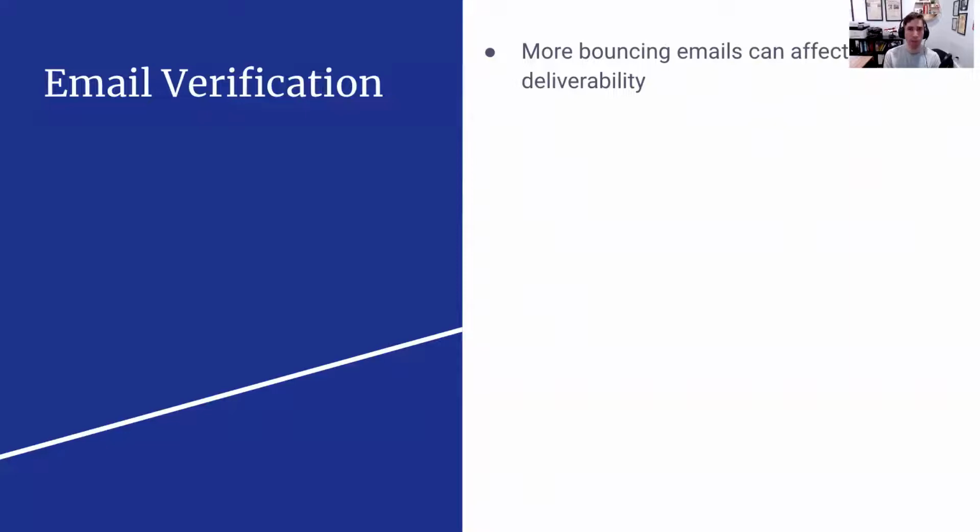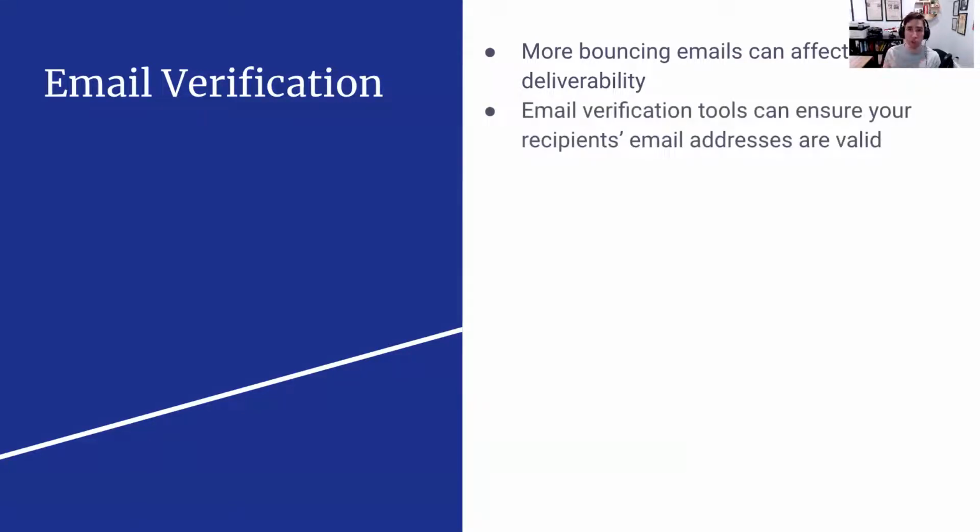Next, email verification. If a lot of your emails are bouncing, meaning you're sending to an email address and it returns undelivered, because that email address is not a real working email address for a person, that email gets rejected. It bounces. Too many of those can affect your deliverability, because it suggests that you don't know who these people are and you're just trying out different email addresses. There are email verification tools you can use to ensure your recipients' email addresses are valid.